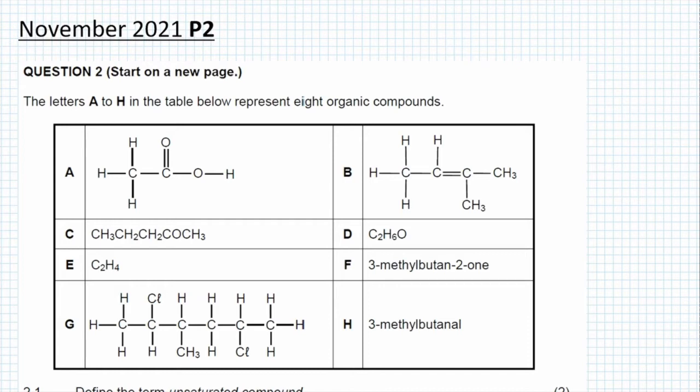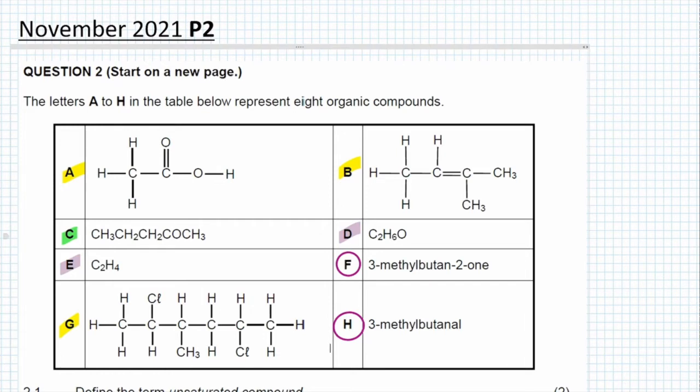So question number 2 says, the letters A to H in the table below represent 8 organic compounds. And here we have different types of formulae and representations of molecules. A, B, and G are structural formulae. C, and only C, is a condensed structural formula. If we look at D and E, there we have molecular formulae, and F and H are the IUPAC names of compounds.